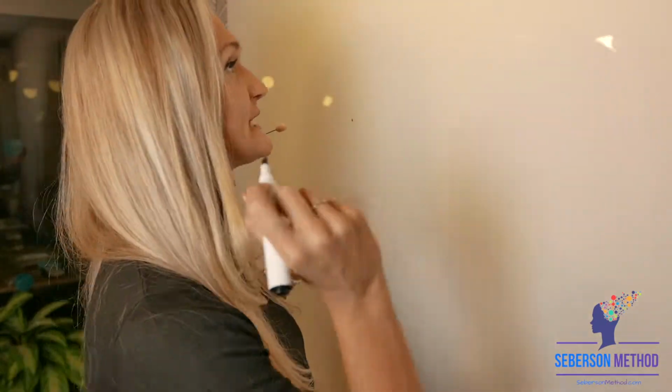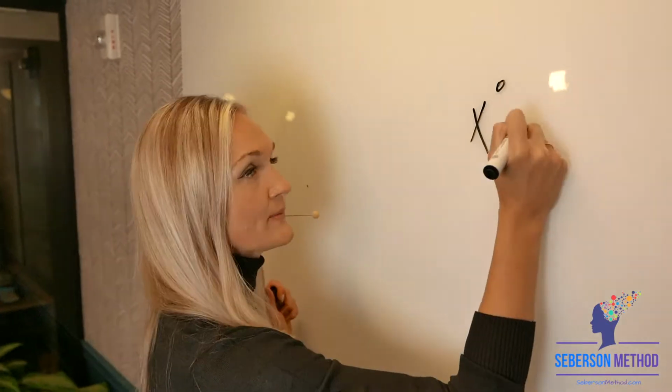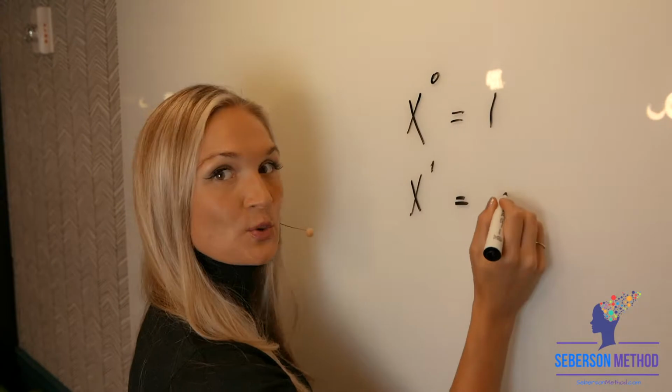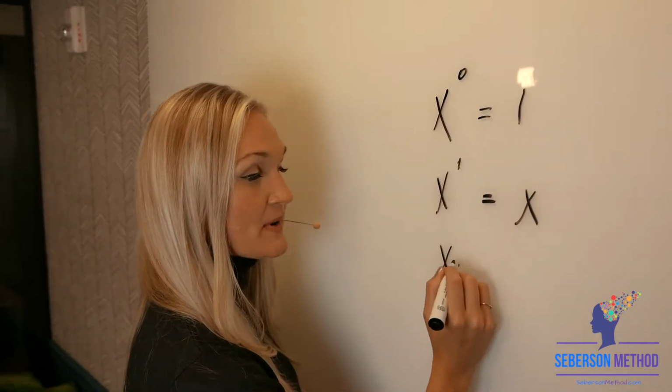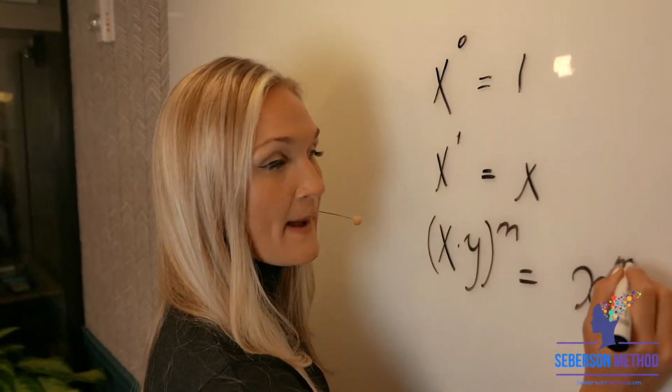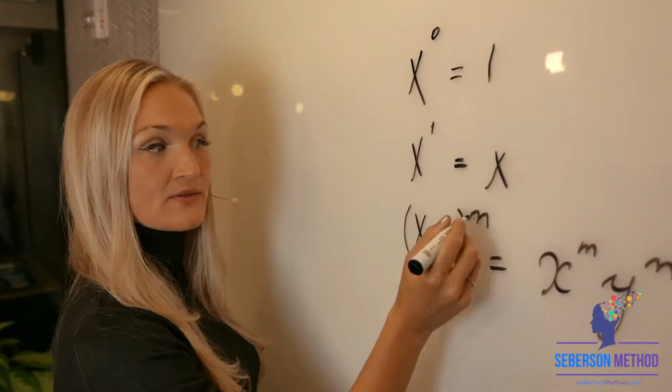So the first rule is this. When x is raised to a 0 power, it equals 1. The next rule is this. When x is raised to a power of 1, it equals x. The next rule is when x is multiplied by y, and all of it is raised to the power of m, it equals x raised to m, and then y raised to m power. So this exponent gets distributed.